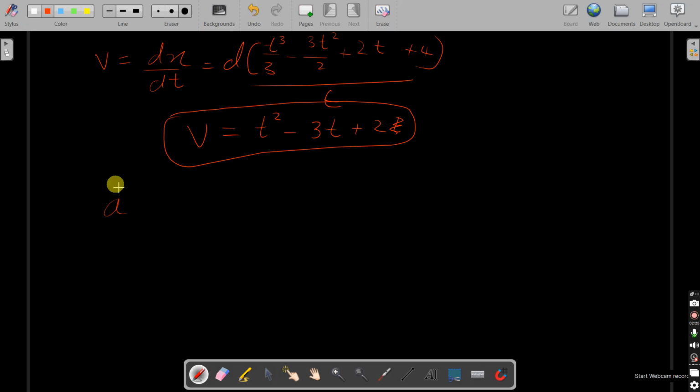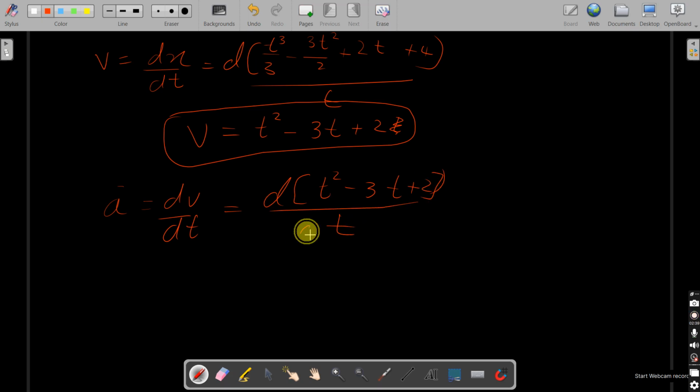And also we have to find acceleration. Acceleration will be dv upon dt. So this will be differentiation of t square minus 3t plus 2 upon dt. So this will be 2t minus 3.